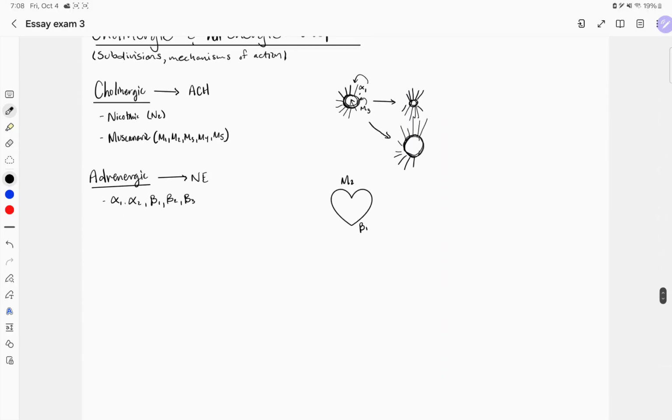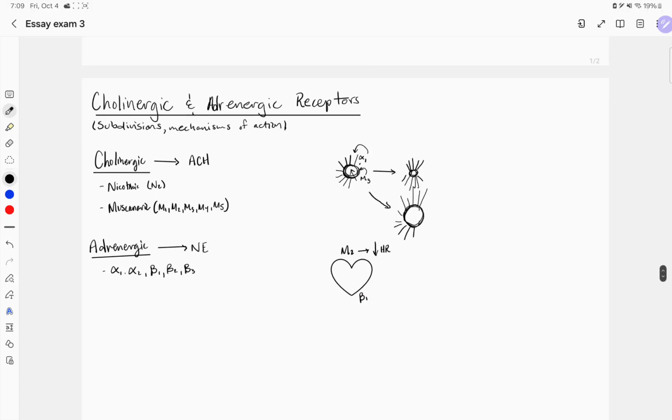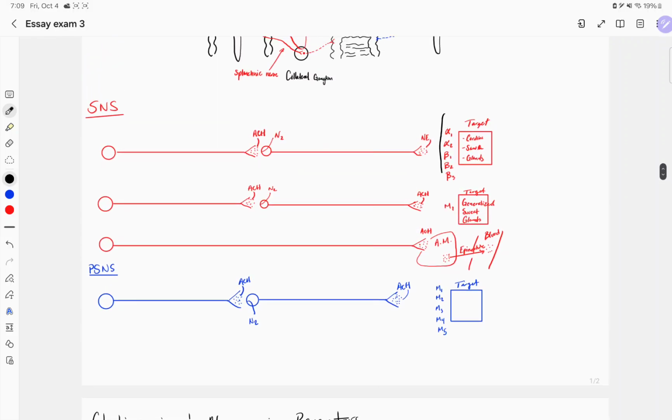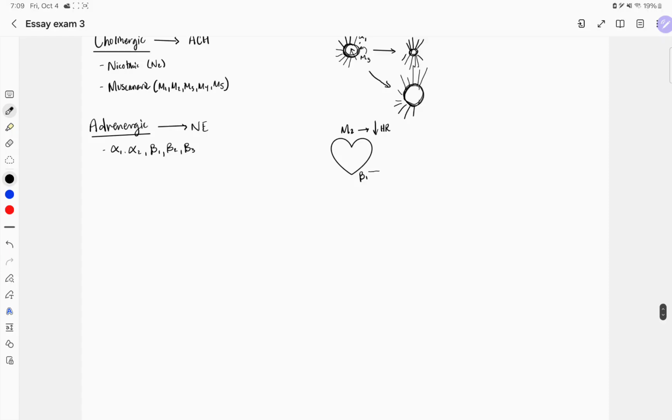And so if we have an M2 receptor responding to acetylcholine, what's that going to do to the heart rate? What's it going to cause? It's going to cause the heart rate to decrease. On the other hand, if we have norepinephrine being released, the receptor in the sympathetic nervous system, seen here, that is going to respond is beta 1. What will that do to the heart rate? Well, fight or flight, stressed, trying to survive, the body's going to increase heart rate.